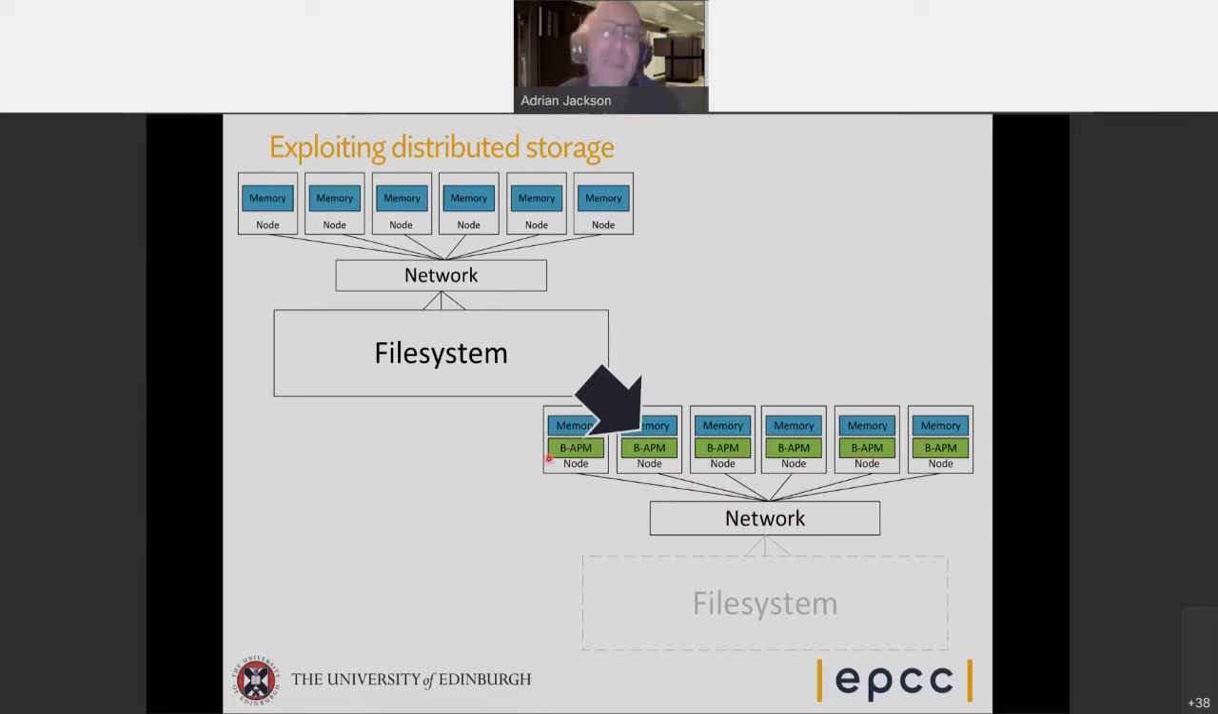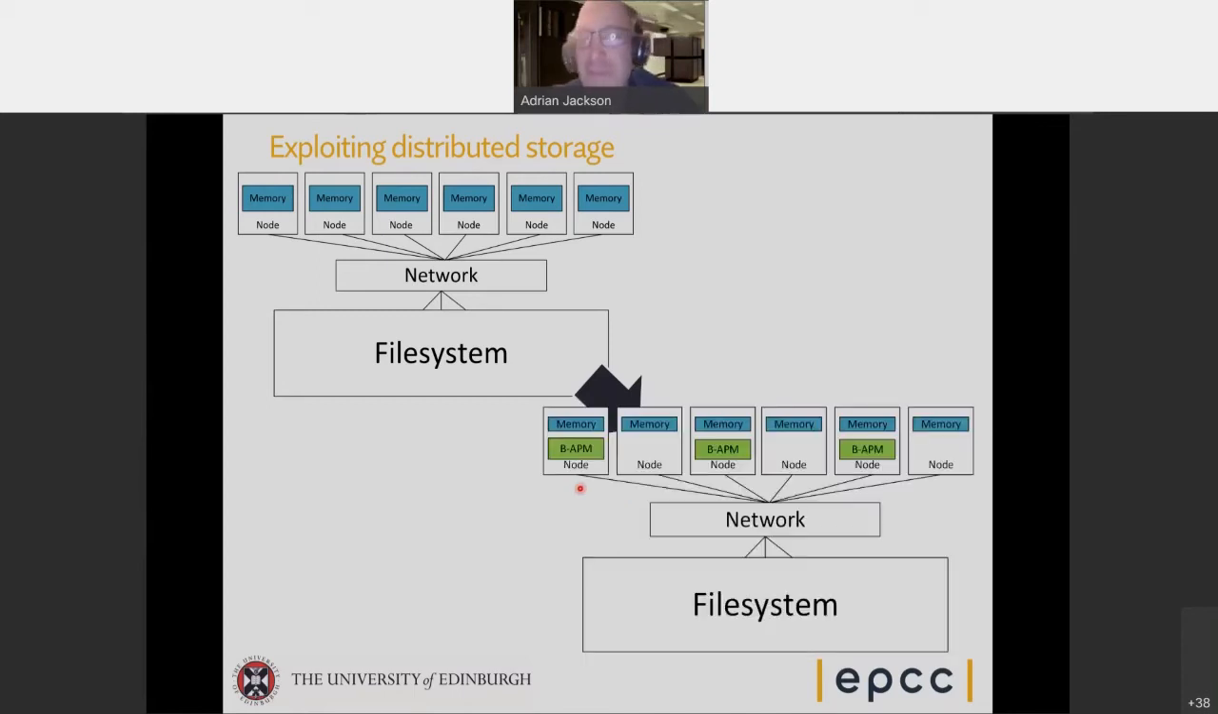And actually, given the nature of this memory and how expensive it may be, you may even end up with systems that look a little bit like this, where you don't have the storage in every node, but you have it in some nodes, and it's shared between the nodes, and you need some way of using that.